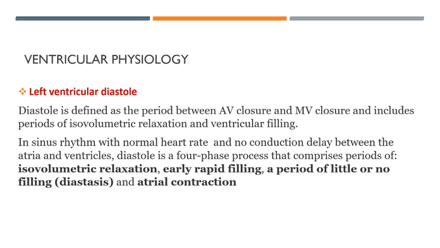Diastole is defined as the period between aortic valve closure and mitral valve closure and includes periods of isovolumetric relaxation and ventricular filling. In sinus rhythm, with normal heart rate and no conduction delay between the atria and ventricles, diastole is a four-phase process that comprises periods of isovolumetric relaxation, early rapid filling, a period of little or no filling, and atrial contraction.